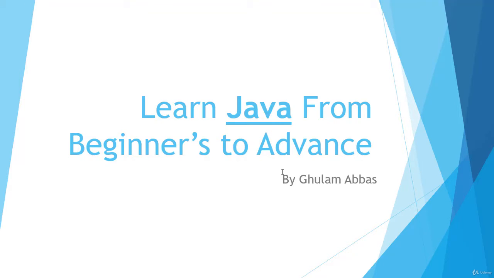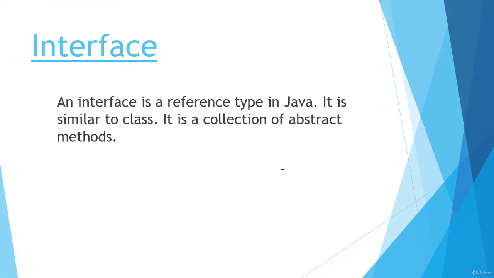Today in this video we are going to discuss the interface. An interface is a reference type in Java. It is similar to a class. It is a collection of abstract methods. In our previous videos we discussed abstract classes, abstract methods and abstraction. An interface is related to abstraction. It is a pure example of abstraction. So in this video we will focus on the interface.